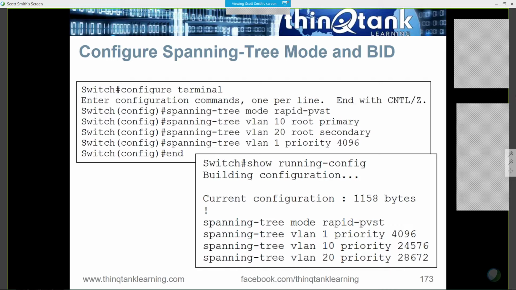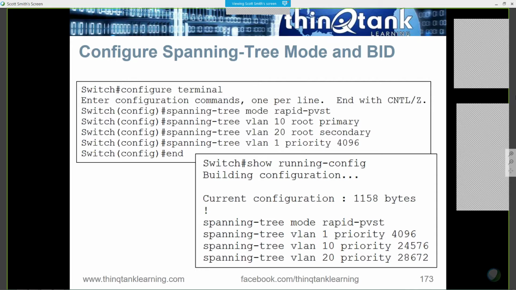Okay? What do you think the command spanning-tree vlan 20 root secondary does? It sets the priority for that switch to the second best value. So effectively, on this switch here, I'm making this switch the root for VLAN 10, and I'm making it the backup root for VLAN 20. Does that make sense? What would I do on the other switch? I would make it root primary for VLAN 20 and root secondary for VLAN 10.